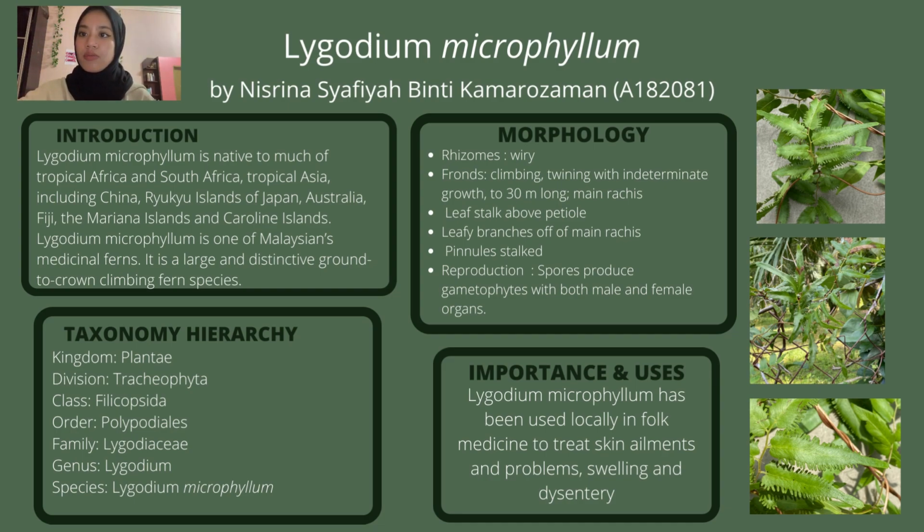Okay, so for the morphology, the rhizome is wiry, and the fronds are climbing, twining with indeterminate growth to a 30-meter long main rachis. Their leaf stalk is the petiole, and the leafy branches are off of the main rachis. Their pinnules are stalked, and for the reproduction, spores produce gametophytes with both male and female organs.